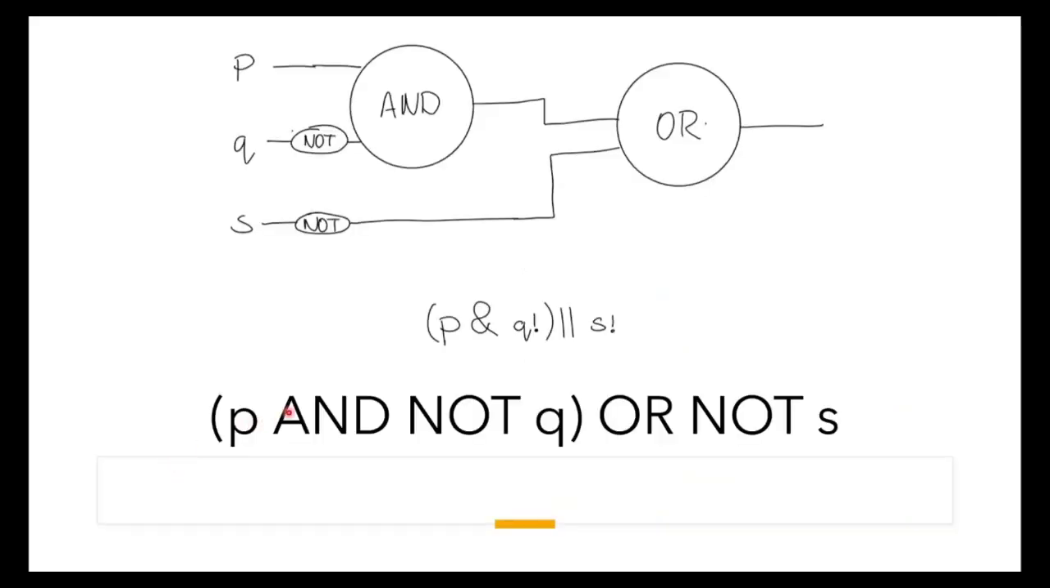Okay, let's come on to our first example. So this is our logic statement here. P and not Q or not S. Okay, so let's break this out. So we have a bracket here with P and not Q. So this not Q is 1 unit. So first we have to invert the Q input. So that's what this not gate here does.